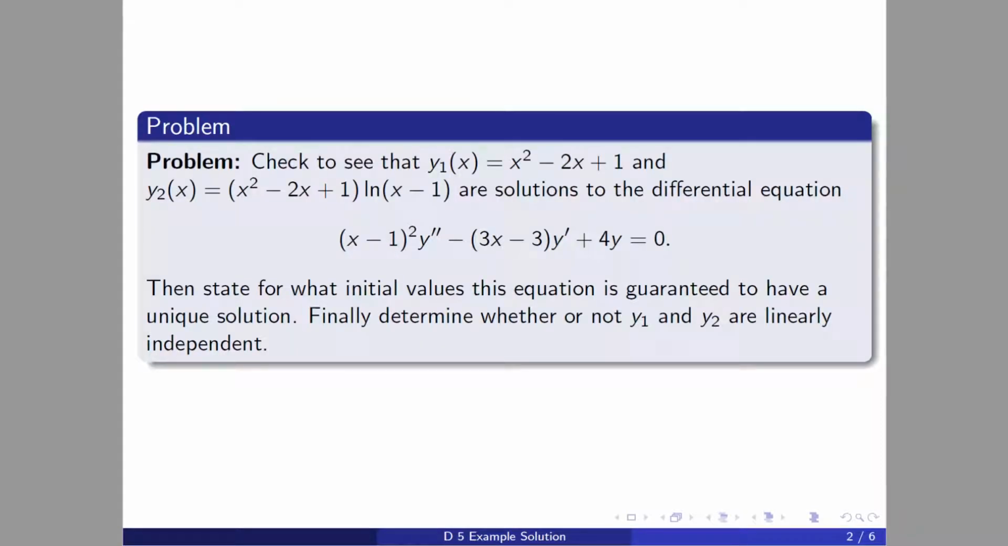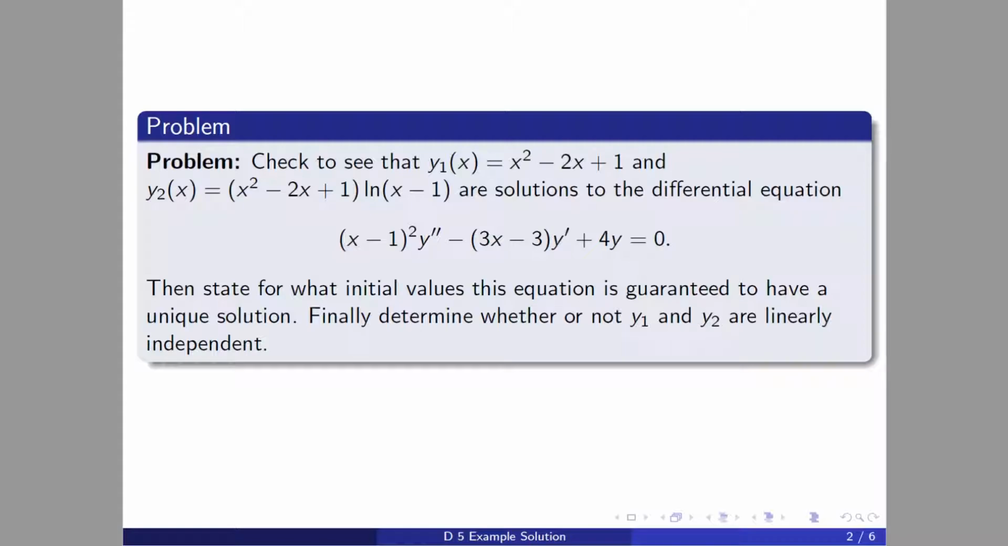The problem we'll be looking at asks us first to check that these two functions, y1 and y2, which are x squared minus 2x plus 1 and x squared minus 2x plus 1 times log of x minus 1, are solutions to the differential equation (x minus 1) squared times the second derivative of y minus (3x minus 3) times the first derivative of y plus 4y equals 0. Then we'll need to state for what initial value problems this equation is guaranteed to have a unique solution, and finally we will determine whether or not y1 and y2 are linearly independent solutions.